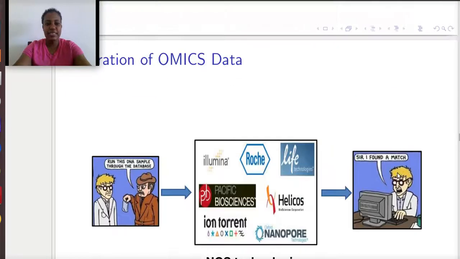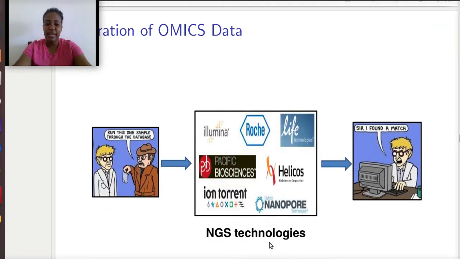So how is that data generated? The DNA sample is collected. With next generation sequencing technologies, these big companies, Roche, Illumina, have nanopore equipment which analyzes samples to generate data. And then the bioinformatician does the analysis and says, I found a match, that's a discovery.